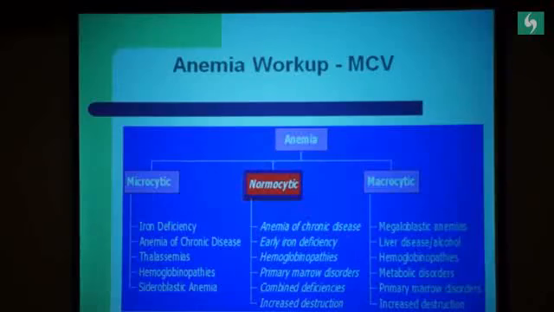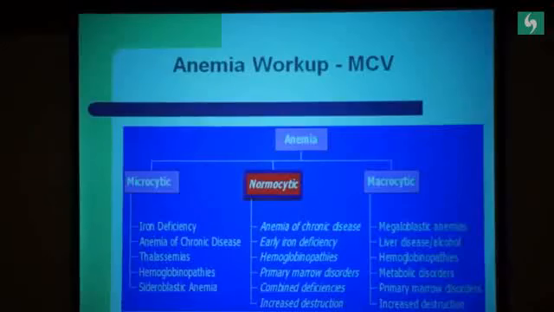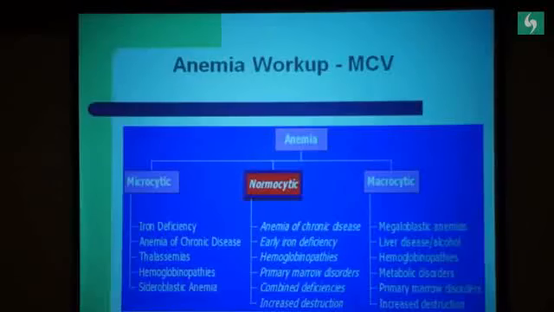Now, when we come to a normocytic normochromic anemia, the most common cause is anemia of chronic disease, or chronic infection or inflammation. Even early iron deficiency, for instance when there's a blood loss, before the cells become microcytic, we may see early iron deficiency showing a normocytic normochromic picture. So that is also to be kept in mind. And then of course hemoglobinopathies and other marrow disorders and increased destruction in the form of hemolysis may also give a normocytic normochromic anemia.